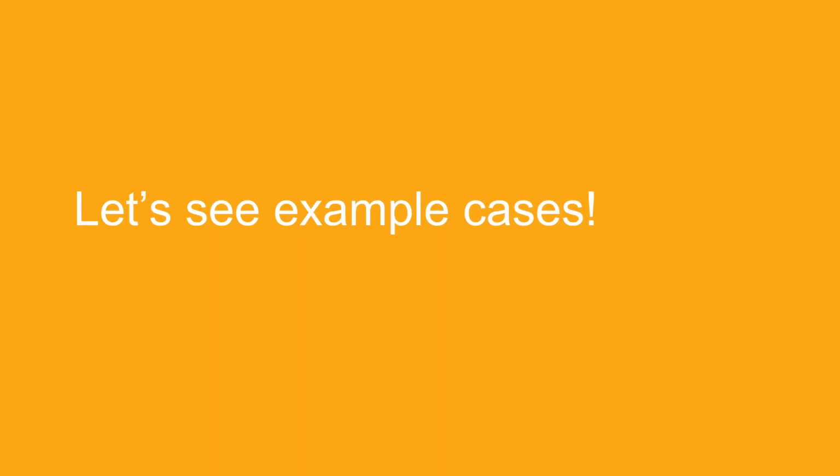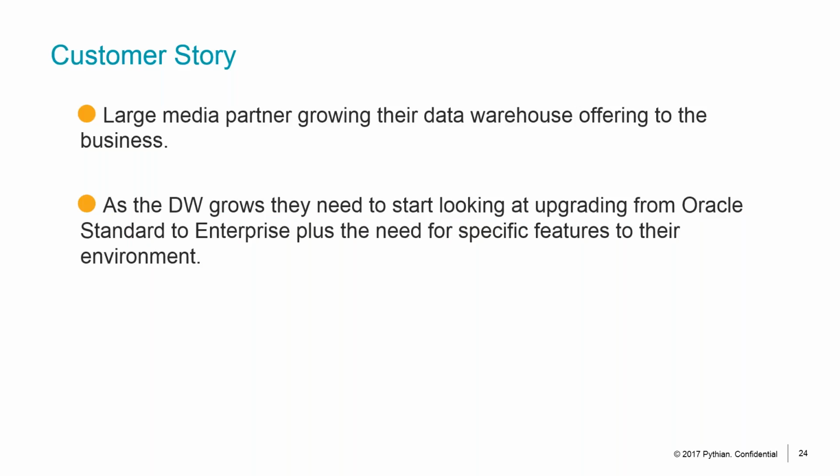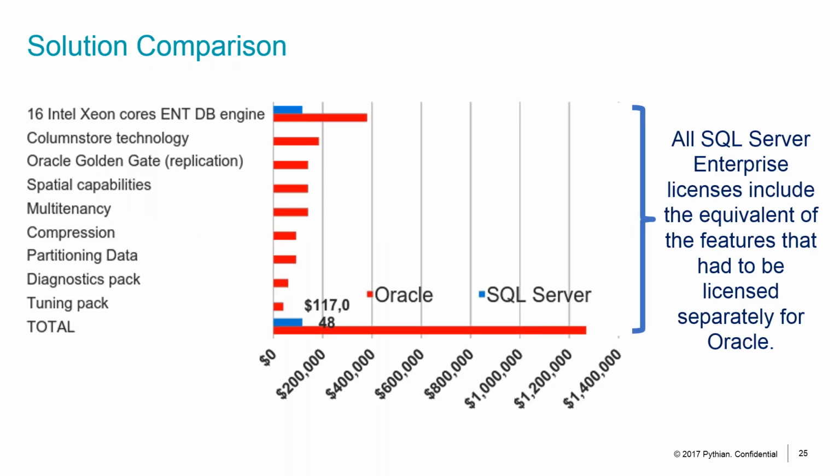So let's see some example cases of things that we have done at Pythian, which are very interesting. This is a customer story of a media partner of ours that wanted to grow their data warehouse offering. So, use more advanced features, do more interesting BI to make it better for the business, to get better reports. And as they're growing their data warehouse, they need to start upgrading from Standard to Enterprise. And not only that, but some specific features that they wanted for their environment. So what happened here is we can see the solution comparison.